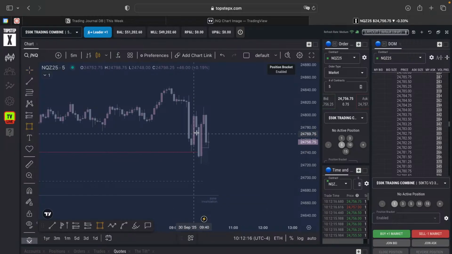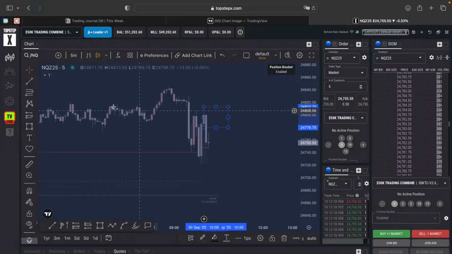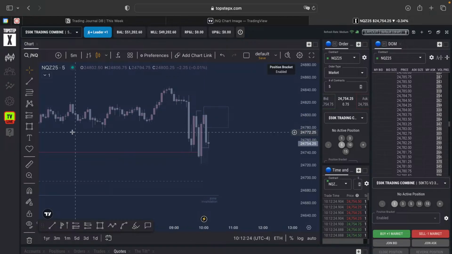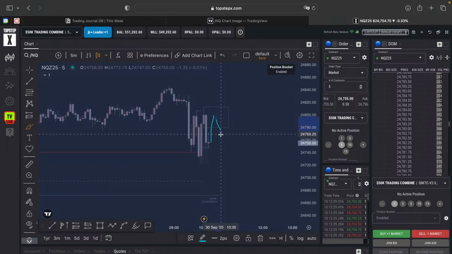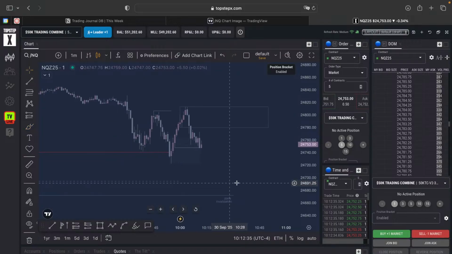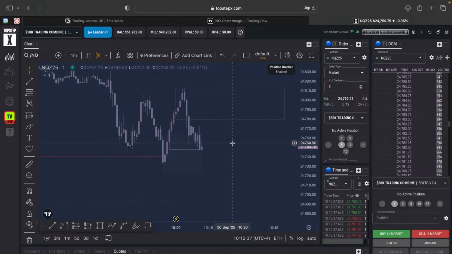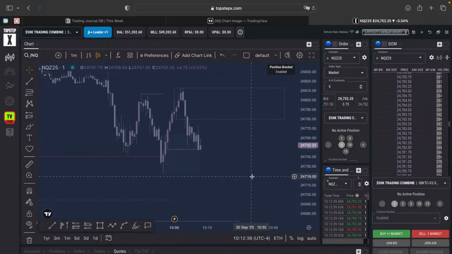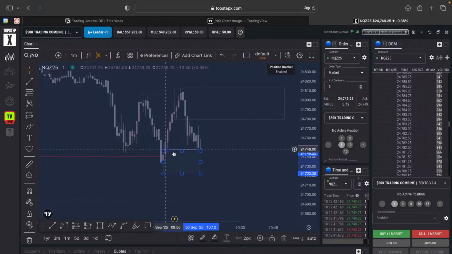What else do we know about this play? We know that we created a supply off of the sweep of this high. What does that mean? That means that once we get up here, we're not going to just rush through this zone. It's going to cause a retracement before we continue higher, right? So we just got to be mindful of these things. Now we're playing off this 1 minute.